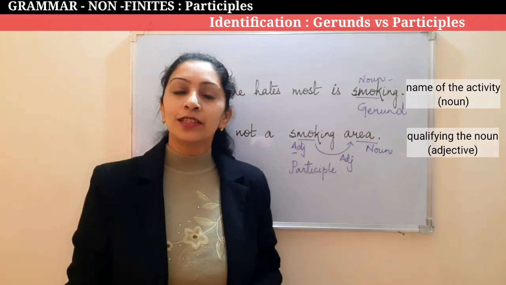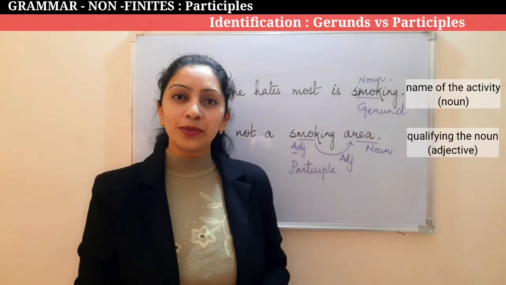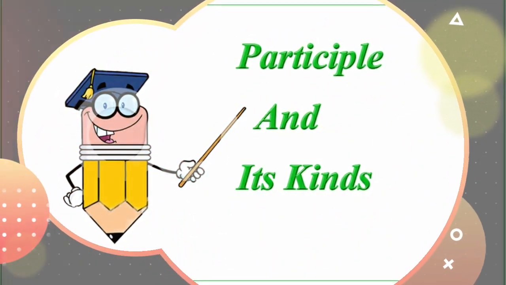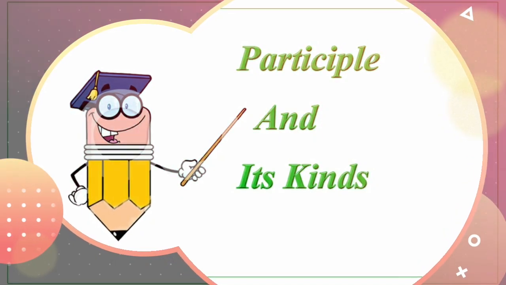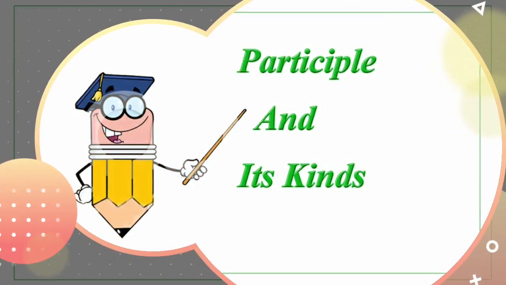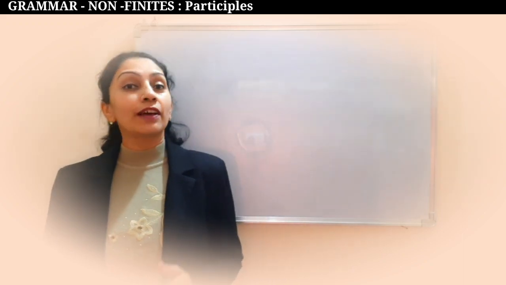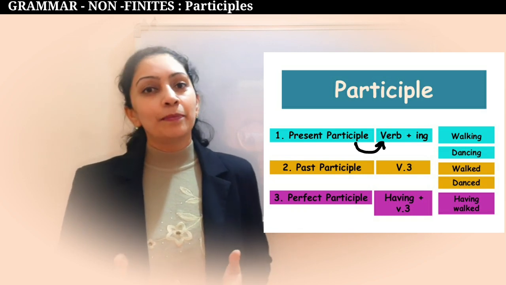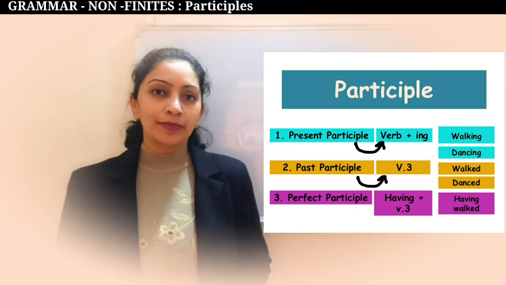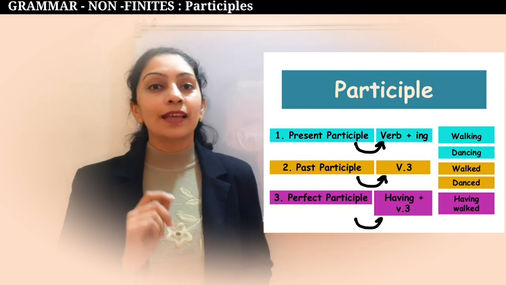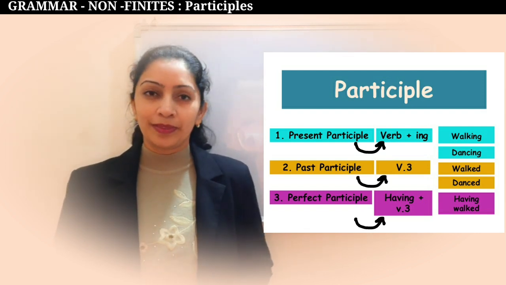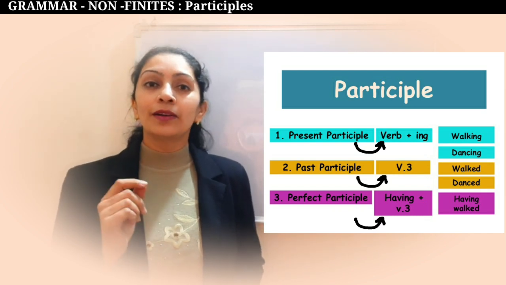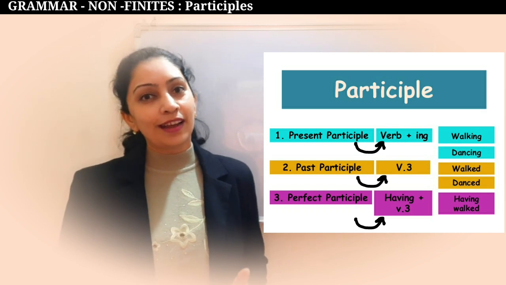Now let's move ahead to the three types of participles used in our grammar. Talking about the kinds of participles, we have three types. Present participle, which has the ing form of the verb. Past participle, which has the third form of the verb. And perfect participle, which has having and the third form of the verb. Let's look at each of these kinds with examples and also know where they are used and how they function.